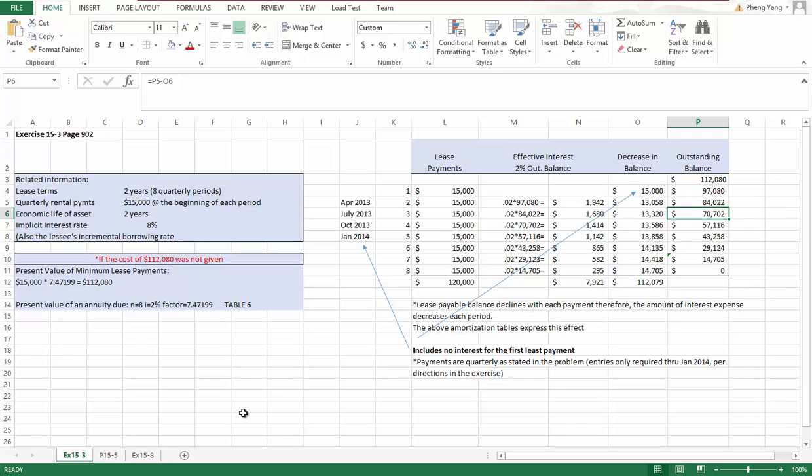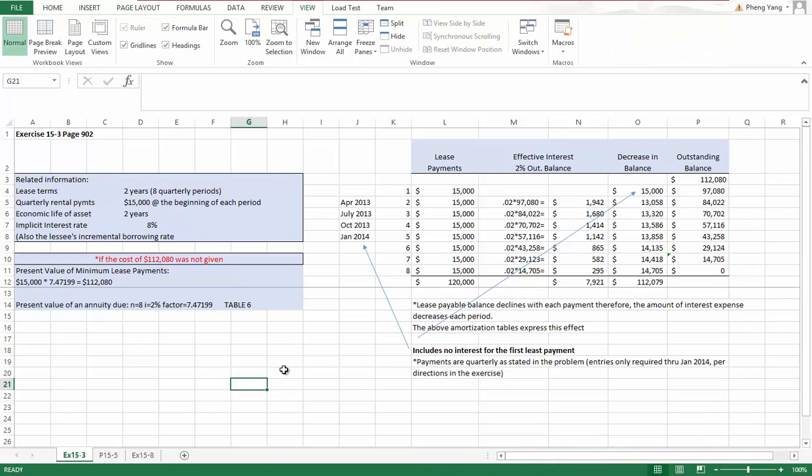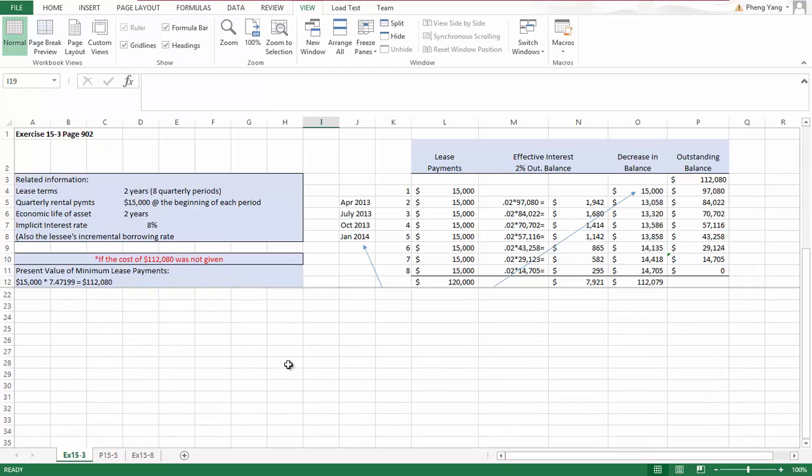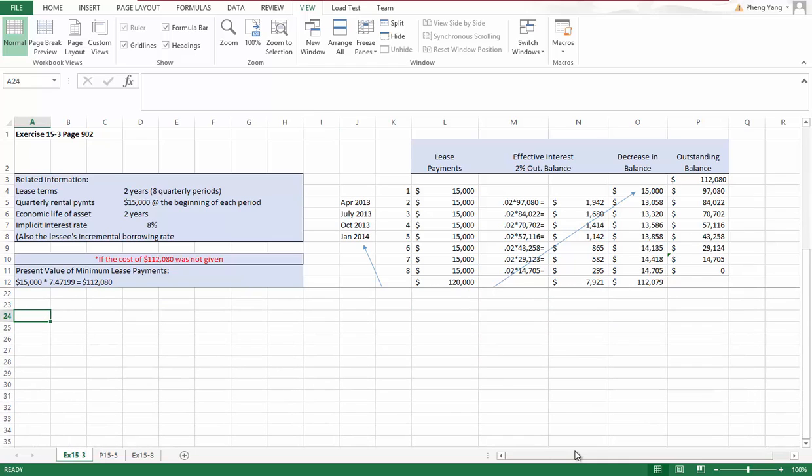Okay. So once we're done with the amortization table, I'm going to freeze panes. What I did was I froze my panes right here so that when I scroll up, this doesn't scroll up and we can still see it while doing our entries.